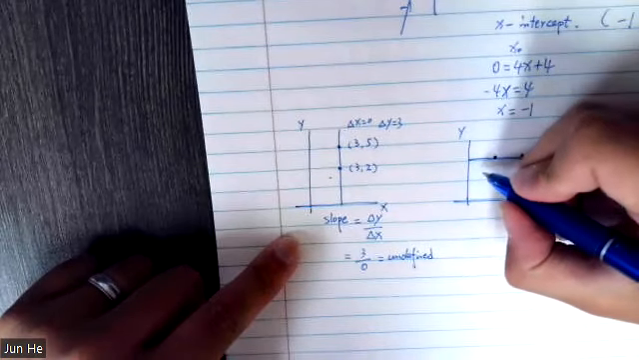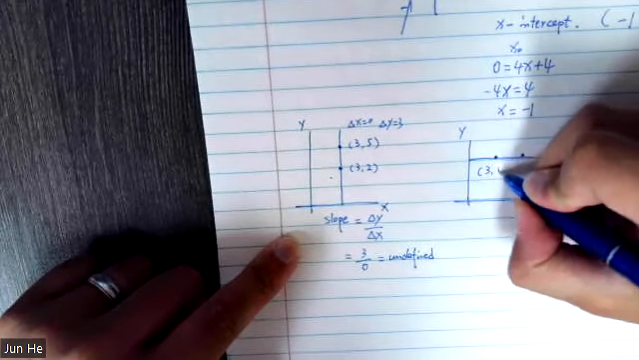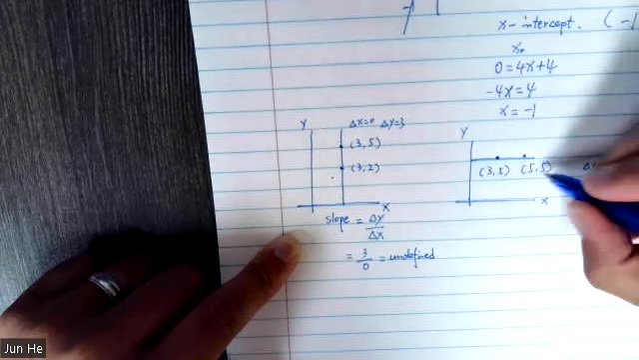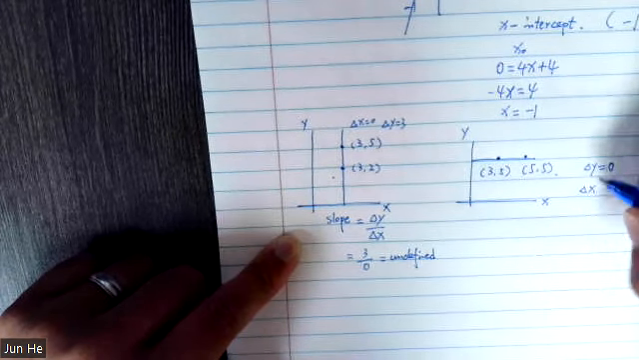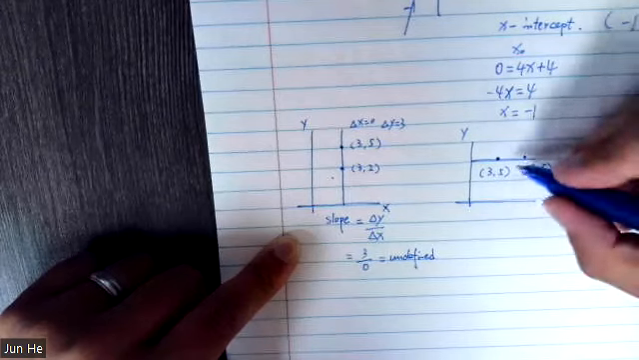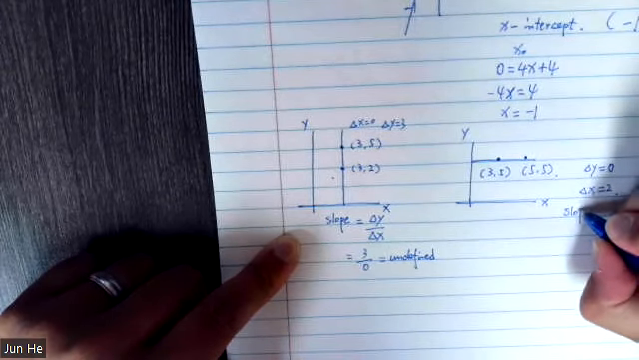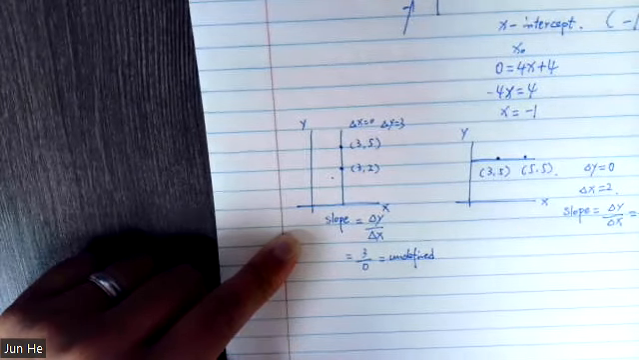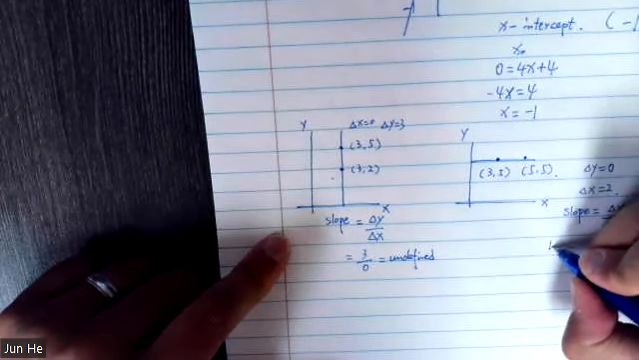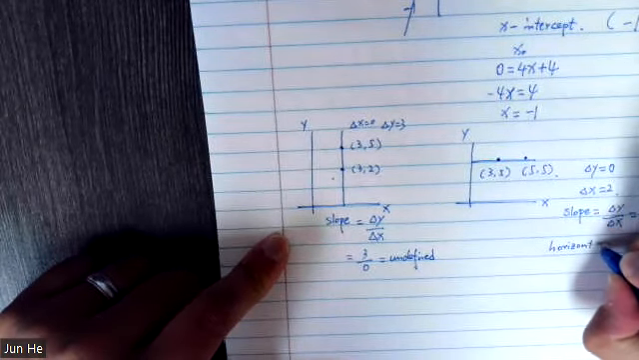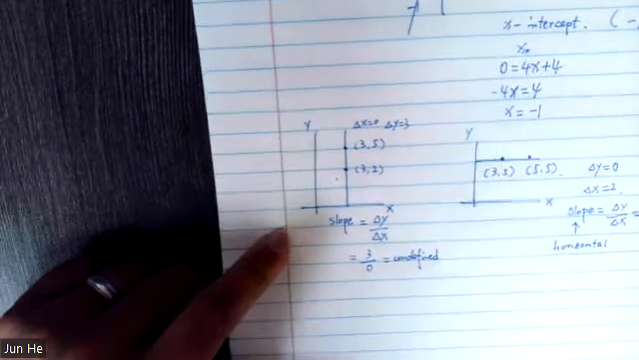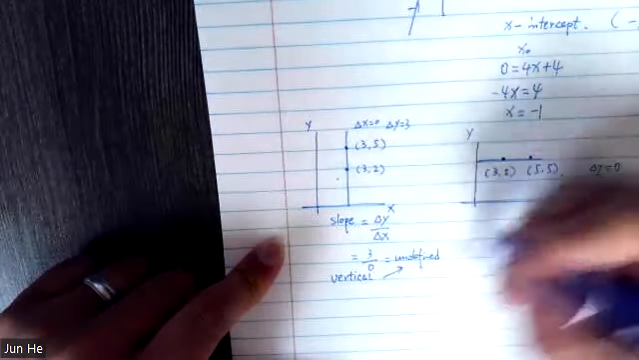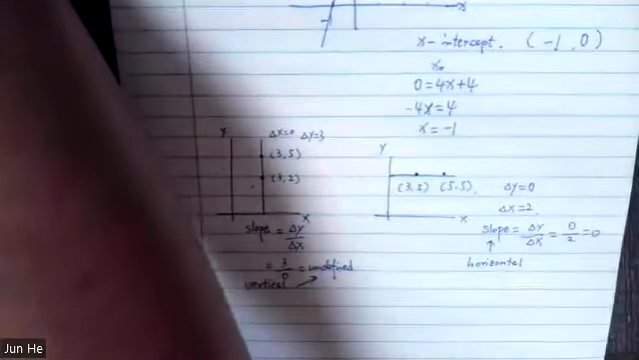And here, say if we have (3, 5) and this is (5, 5), right? Delta y is the difference in height, which is nothing. Delta x is the travel in the horizontal distance, which is 2. And here the slope is delta y over delta x, which is 0 over 2 equals 0. So for a totally horizontal line, the slope is always 0. For a totally vertical line, the slope is always undefined. I hope this explains.